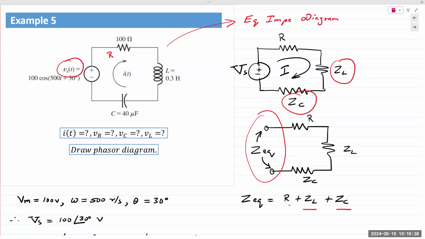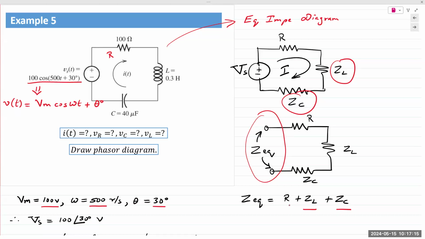For that, we need omega. And for that, we go to the source. The source value is given right here. We compare it to the standard equation of a time-varying sinusoidal signal, Vm cos of omega t plus theta. From there, we extract the three quantities: Vm, which is 100 volts, omega, which is 500 radians per second, and phase shift theta, which is 30 degrees.